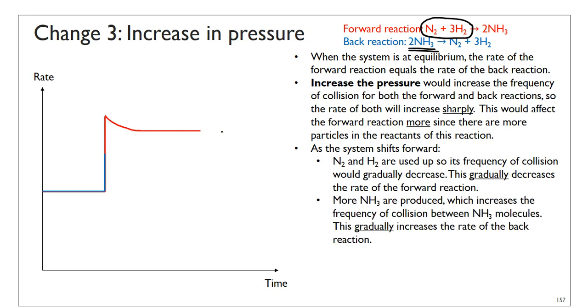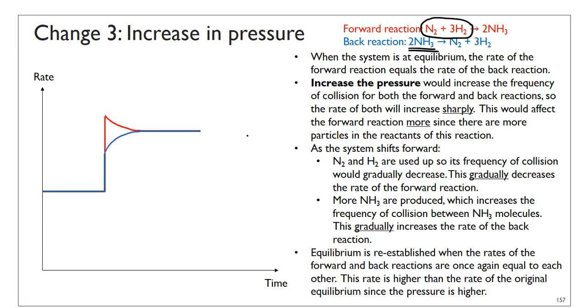And at the same time, you're producing ammonia, so that is going to increase the rate of the back reaction. So I think with the rate over time graph, you can see that because the forward reaction is benefiting more from an increase in pressure, because the forward reaction uses more particles as reactants, it would make sense that once this increases, it has to go down, and if it wants to go down, then the response has to be to go forward. Anyway, and then of course, once equilibrium is re-established, the rate of the forward and back reactions are equal to each other again.